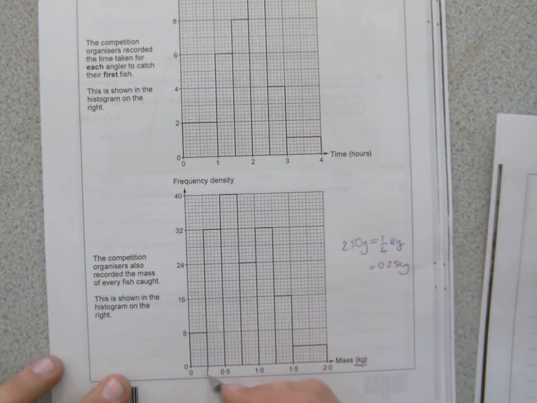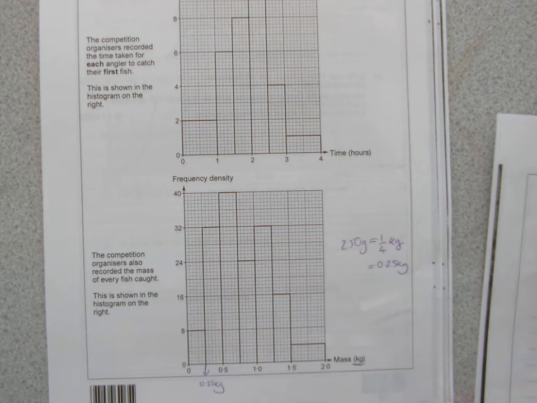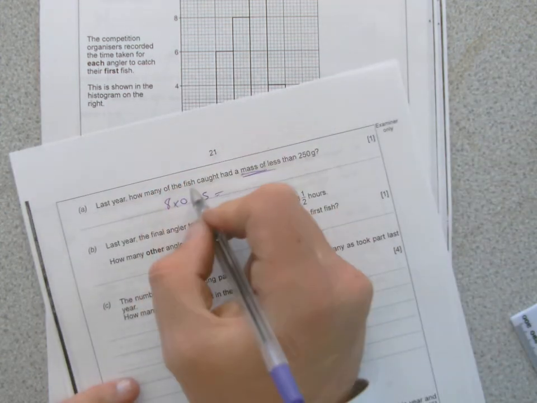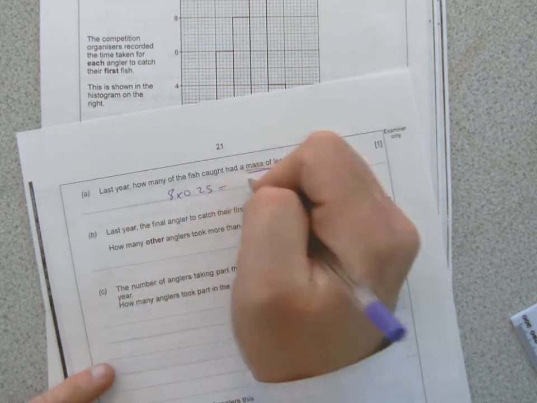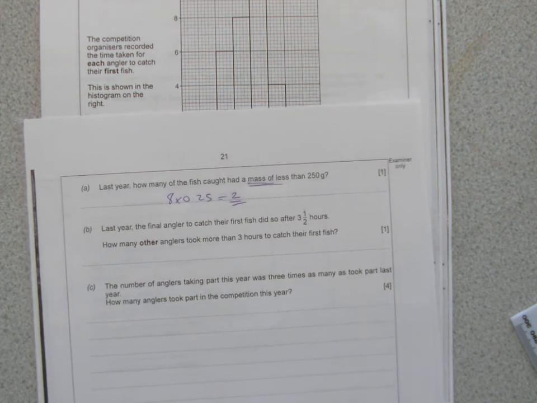So we're looking at 0.25 kilograms. Now less than 0.25 would be this here. And remember, they're asking for how many in the question, aren't they? Part A, how many. The frequency is represented by the area. So it'd be this 8 here times this here, which is 0.25. So let's write that down. 8 times 0.25. And of course 0.25 is just a quarter. So a quarter of 8 is 2. So that's how many.